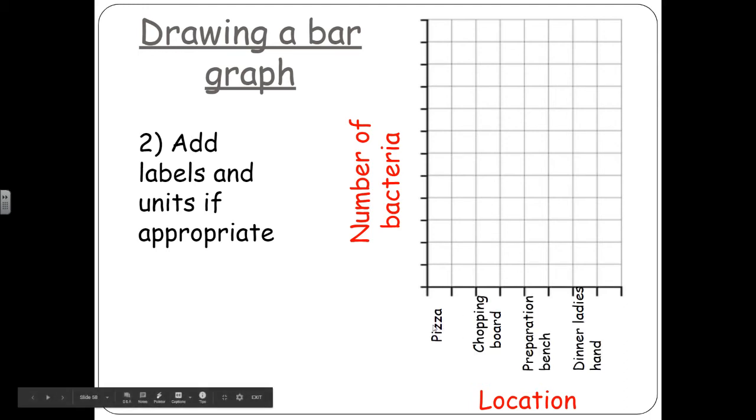So on the bottom, you would put in your pizza, chopping board, preparation, etc. You see they're taking one space for the bar, then leaving an equal space. One space for a bar, equal space. So if you think about it, prisons in TV and things have bars with spaces in between them. So that's how you should do a bar graph.